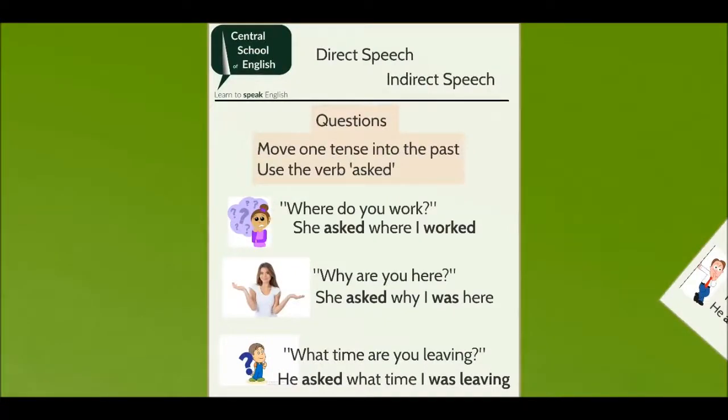When we change a question from direct speech into indirect speech, we move the verb one step into the past, and we use the verb asked instead of said. For example, "Where do you work?" changes into "she asked where I worked" in indirect speech. "Why are you here?" changes into "she asked why I was here." "What time are you leaving?" changes to "he asked what time I was leaving."